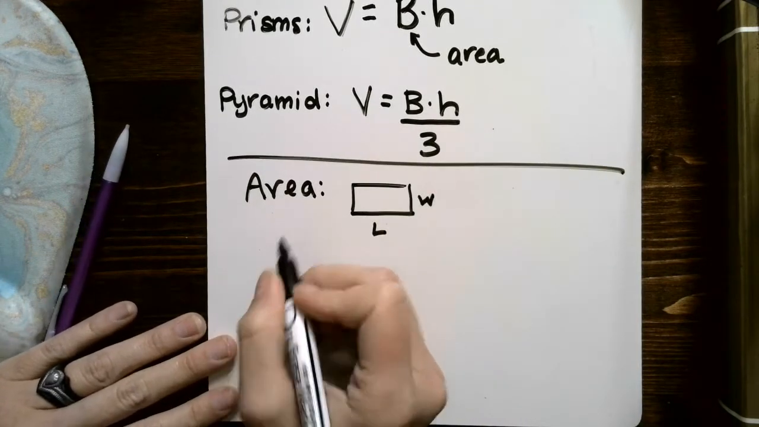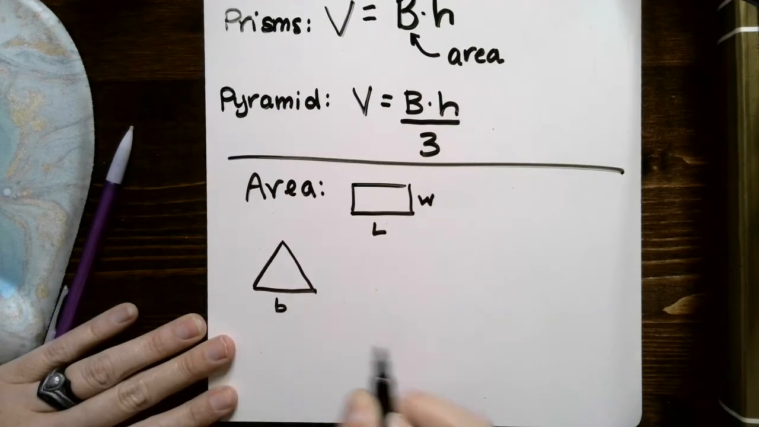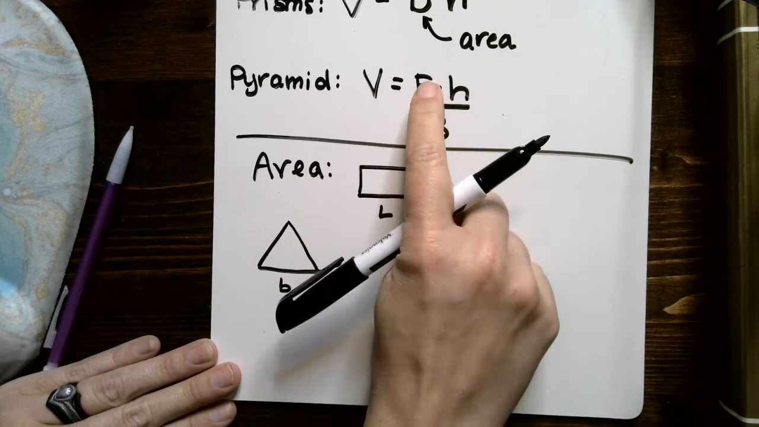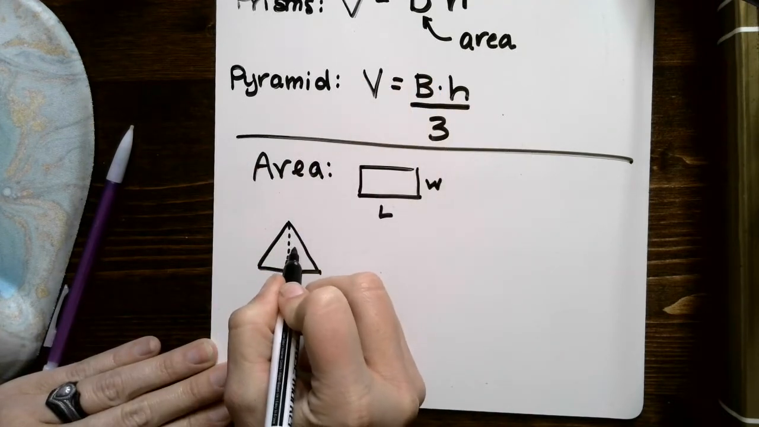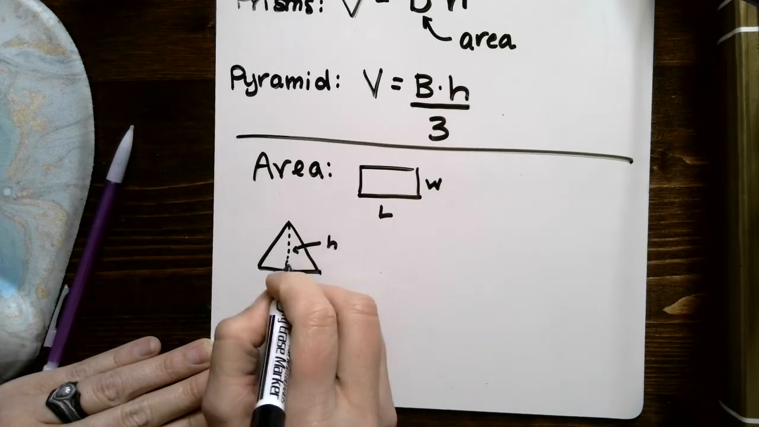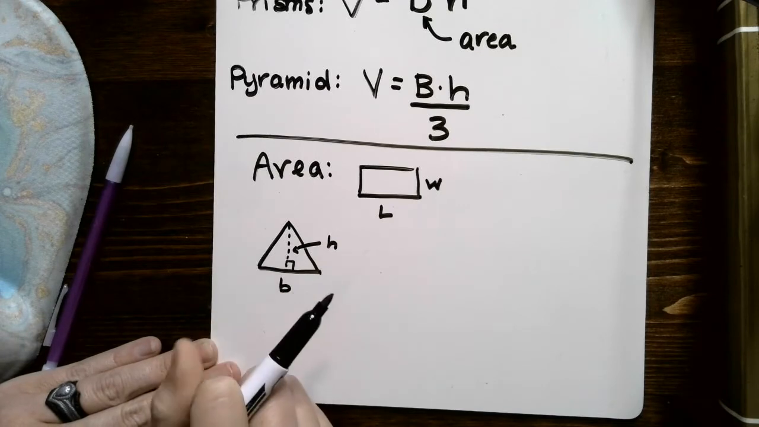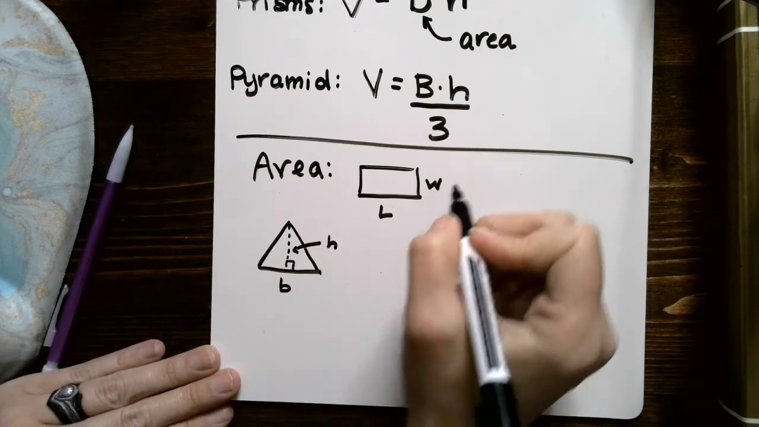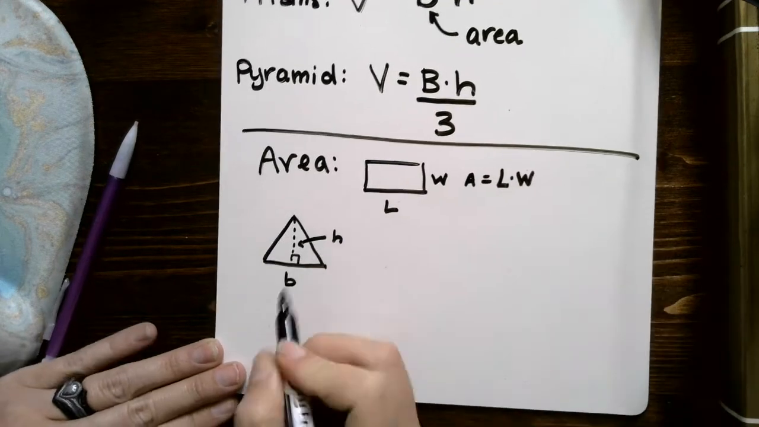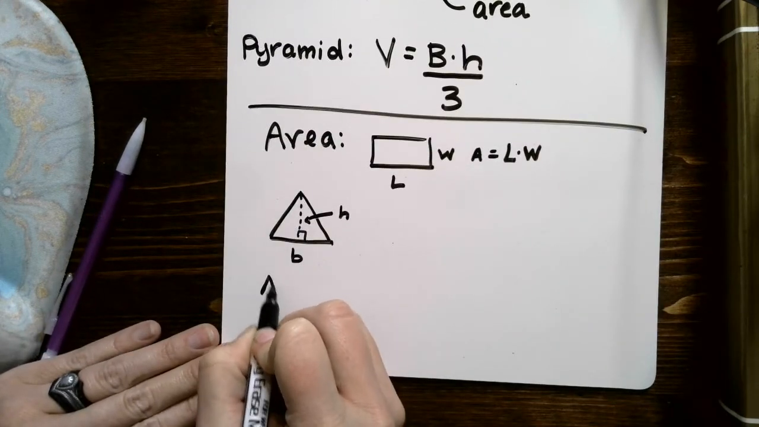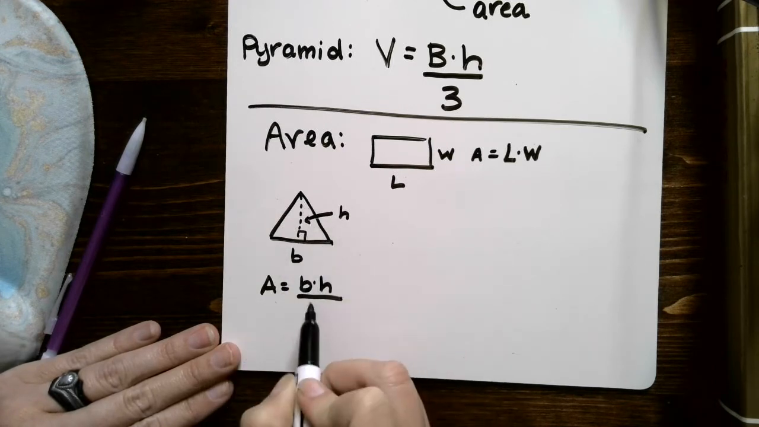The area for a triangle is going to be the base, and notice I used a little b. That's because when we use a big B, it means area, times the height. And it has to make a 90-degree angle. You don't want to use the slanty bit on the side when you're finding the area of a triangle. That's not helpful. So the area for a triangle is going to be base times height. However, we cut it in half.